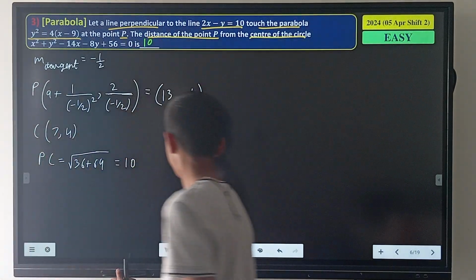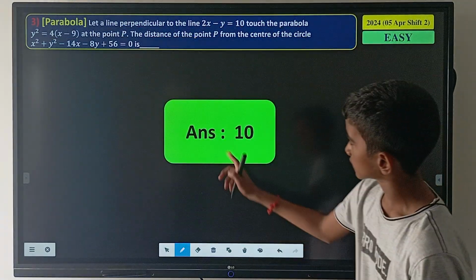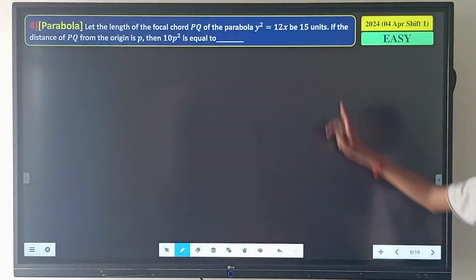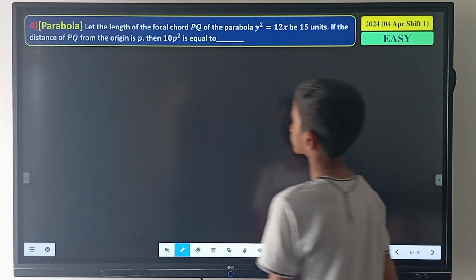10. And here is the solution, and you can see that our answer is correct. Here is the next question now.